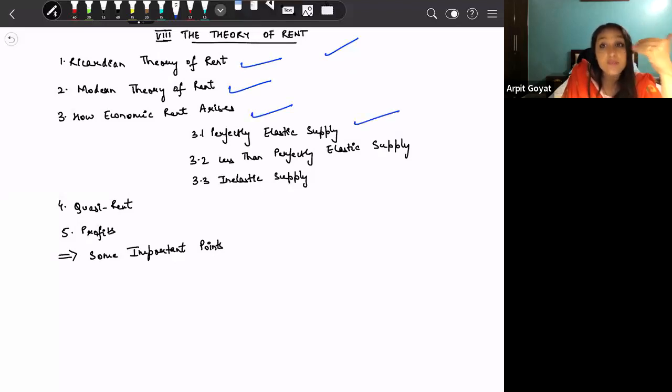Economic rent, first is perfectly elastic supply. Second, when the supply curve is less than perfectly elastic, and third case is inelastic supply. Then we'll discuss quasi rent, मतलब जो कुछ time period के लिए हमारा monopoly type of rent producers ले सकते हैं. Then we'll discuss profits, and there are certain important points that we will be discussing associated with the theory of rent.